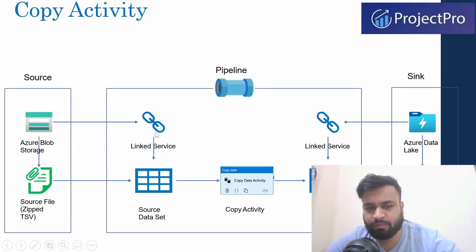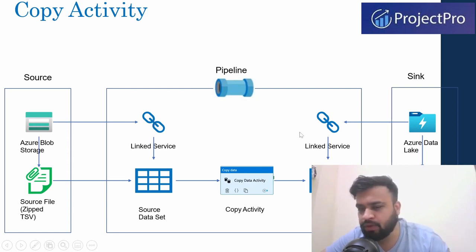Okay, so the first step would be we need to create linked services in our Azure Data Factory. After that, we'll create a dataset and the pipeline. So we are going to go with this order now. We need to first create the two linked services, one for the Azure Blob Storage and the second one for the Azure Data Lake Gen 2. So just head back to our Azure portal and start working.